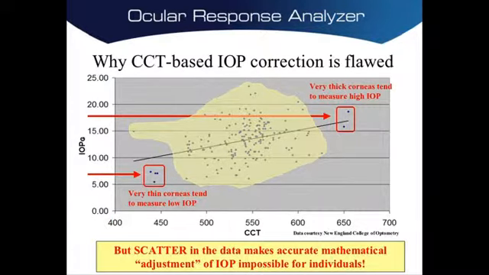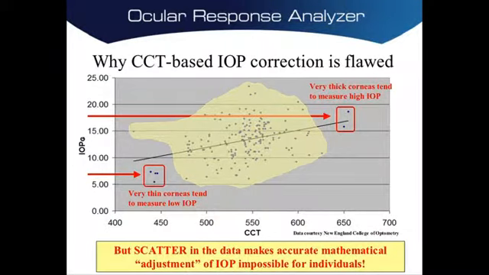And then we've got another person in this population that's got a very thick cornea, and as you can see, that person's eyes measure significantly higher on the Goldman tonometer. But look at the mess in the middle. Look at the scatter in this data. That's what makes it mathematically impossible to adjust the Goldman obtained intraocular pressure.